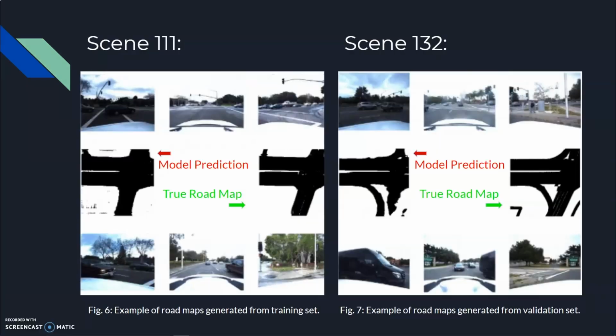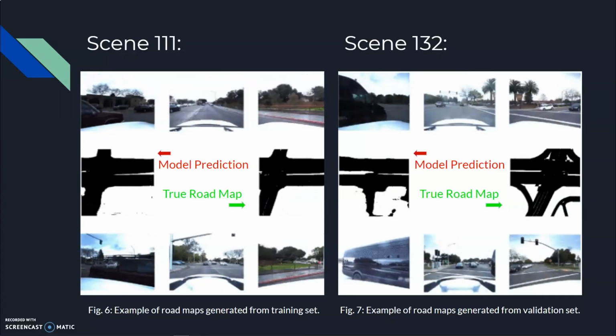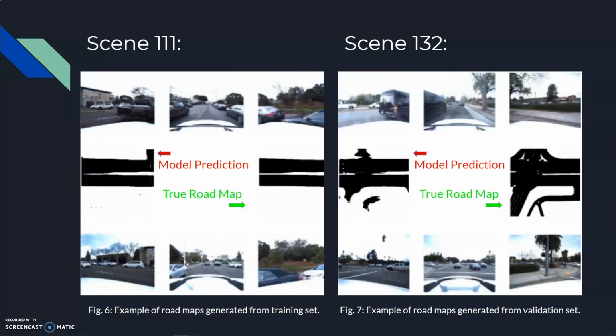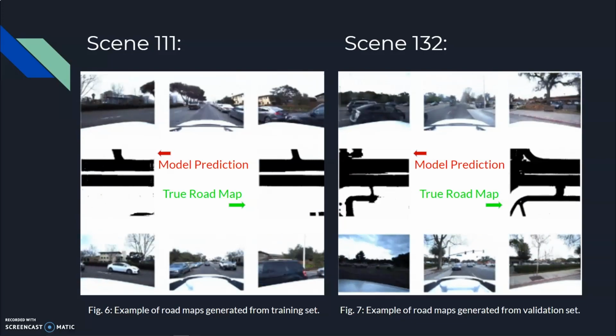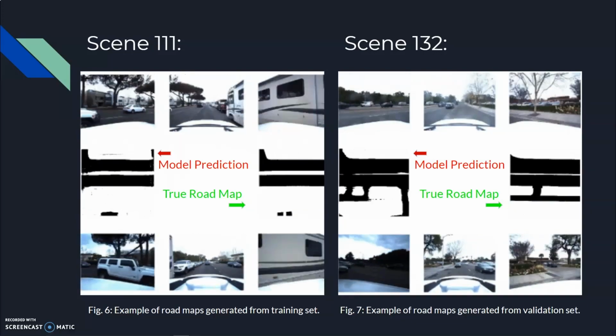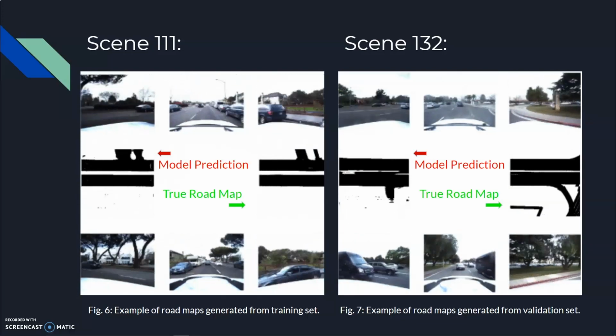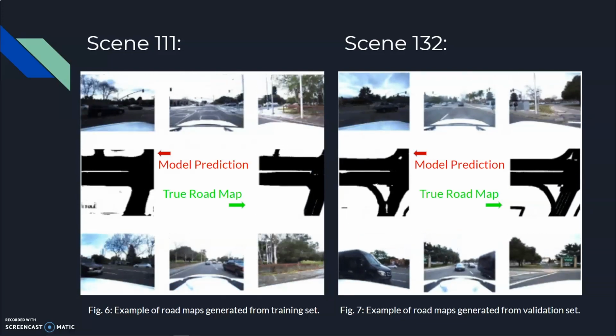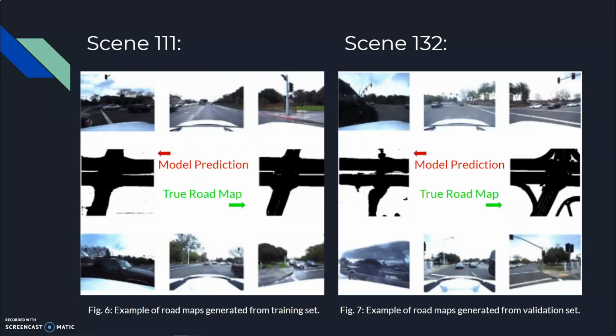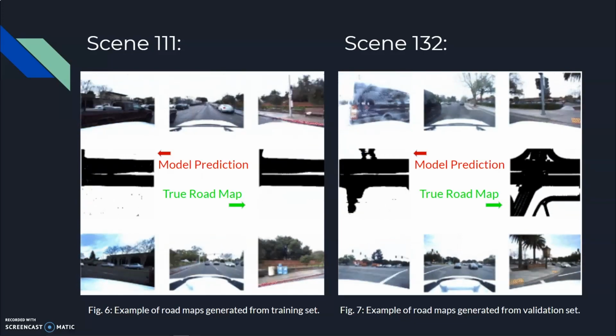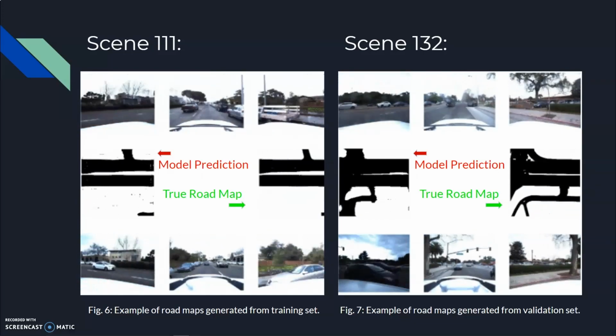Here we have 2 scenes. Scene 111 comes from our training set, while scene 132 comes from the validation set. The roadmaps generated for scene 111 correlate well with the 360-degree view and have only minimal discrepancies from the true roadmap. The roadmaps generated from scene 132 also provide a generally similar, albeit slightly fuzzier outline.